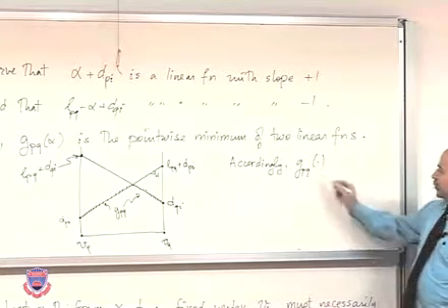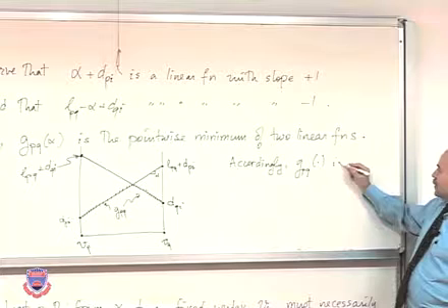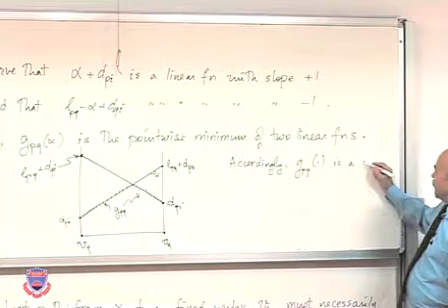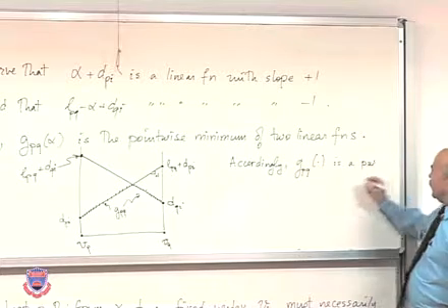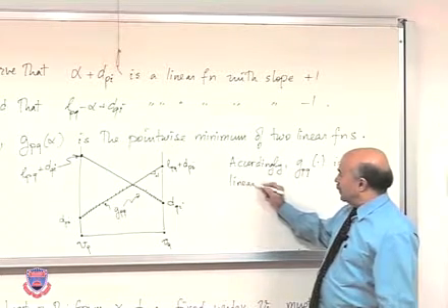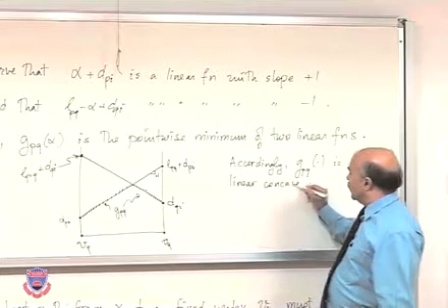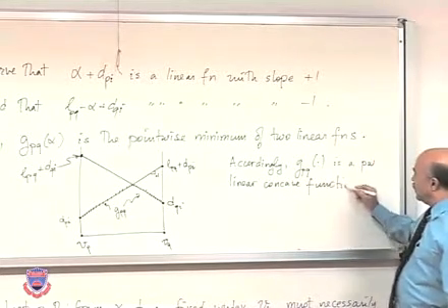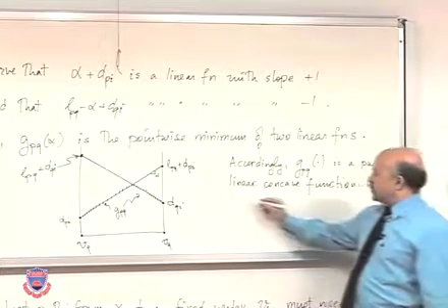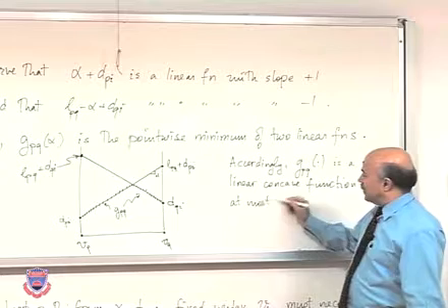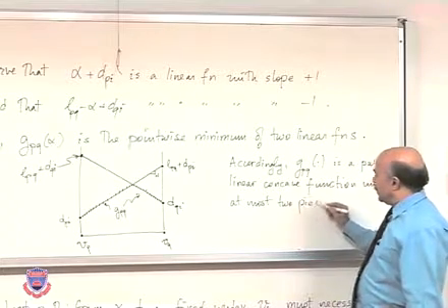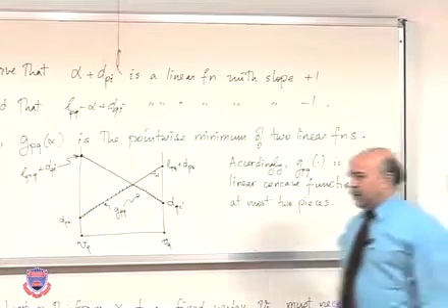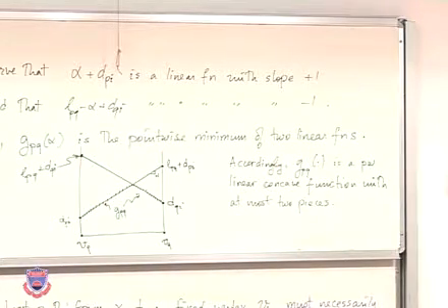So, the function GPQ is a piecewise linear, concave function with at most two pieces. That's probably the most important property you will see that initiates the network theory, network location theory.